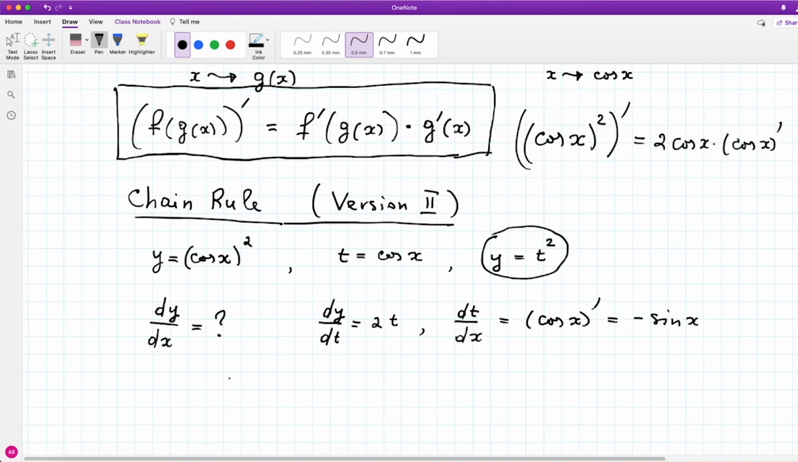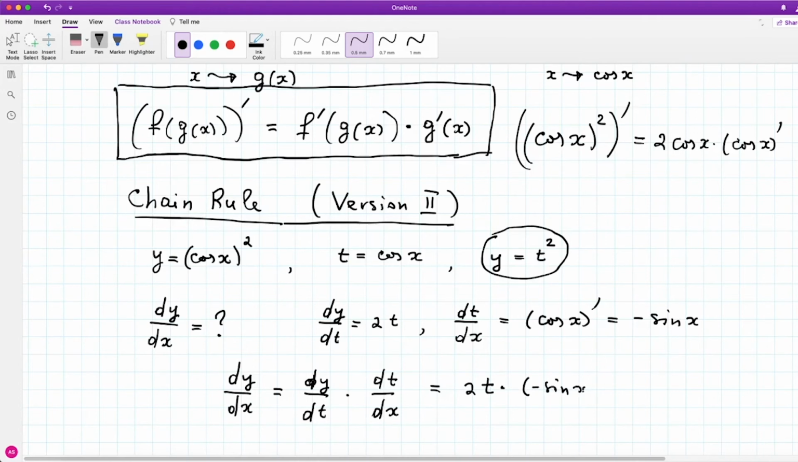And so then the chain rule says that dy dx, the derivative of y with respect to x, equals the derivative of y with respect to t, right? So that's 2t multiplied by the derivative of t with respect to x. So in these notations, we're going to get 2t times negative sine x.